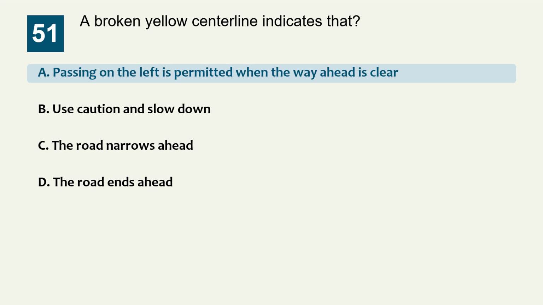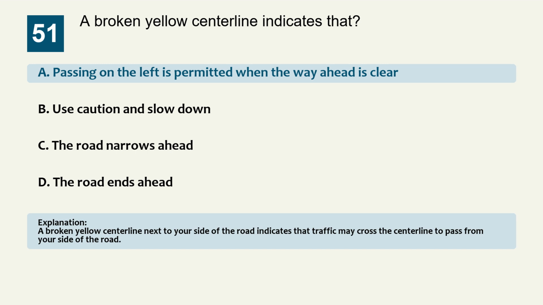The correct answer is option A. Passing on the left is permitted when the way ahead is clear. A broken yellow center line next to your side of the road indicates that traffic may cross the center line to pass from your side of the road.